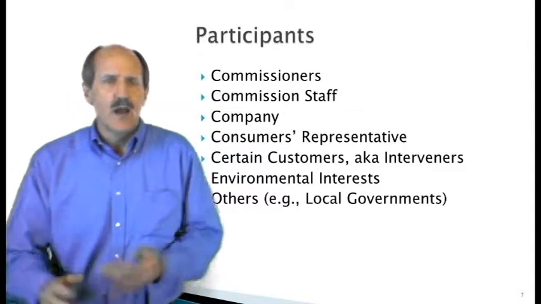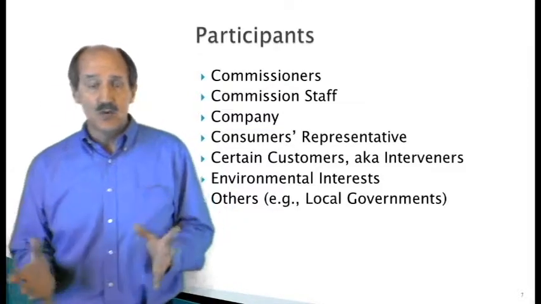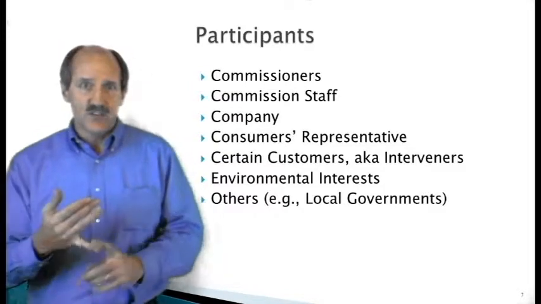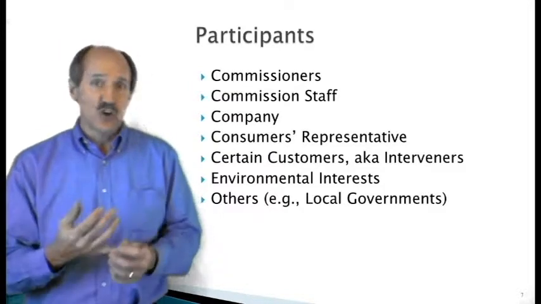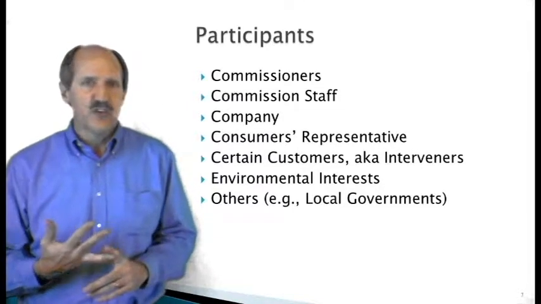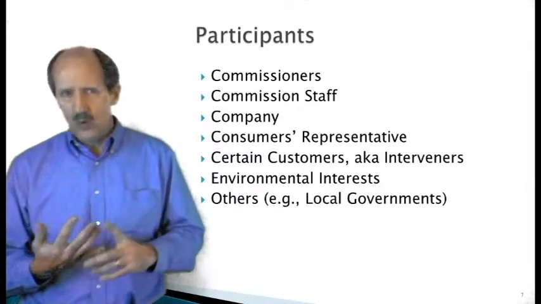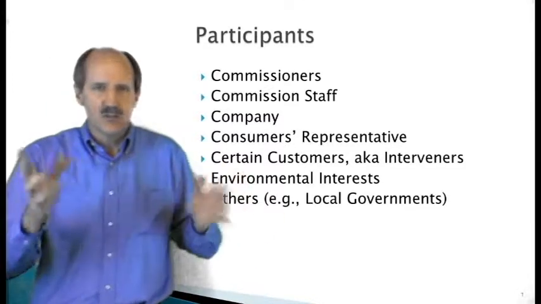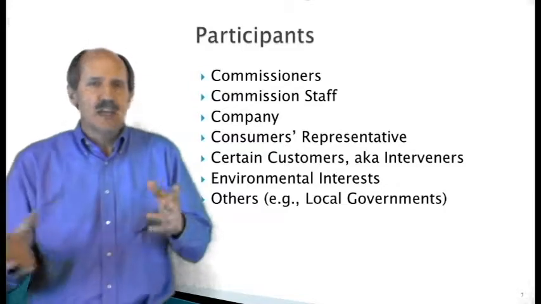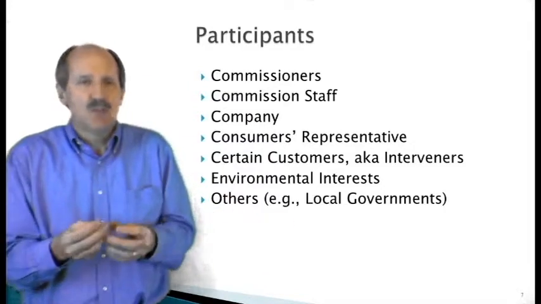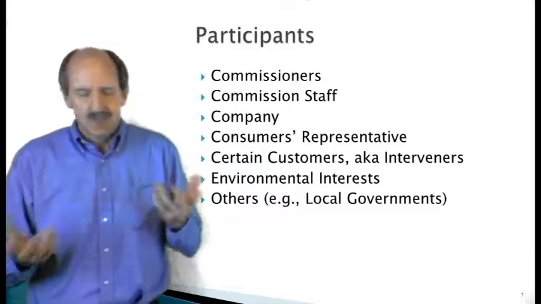All right. In a rate case, you will have a number of participants. The first one, obviously, is going to be the commission and the commissioners. In most states, you've got 3 to 5 commissioners. They are either elected or appointed, typically by the governor with the advice and consent of the Senate or whatever. Again, 50 states, 50 different ways. Many of them are the same, similar, but it varies.